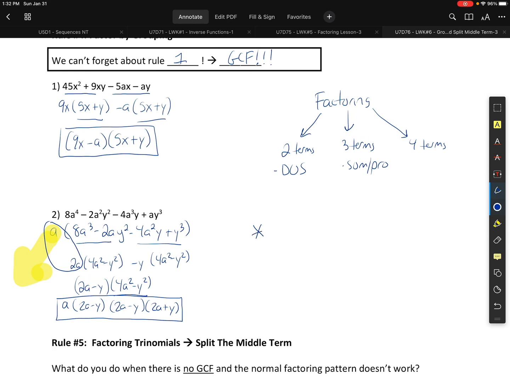Extra key idea. If ever given 4 terms, you can always reorder if needed. So maybe the 4 terms are set up in a way that's just not seeming correct to you. Reorder and try again. For both of these 2 examples, if I reordered them, I'd still get the exact same answer.